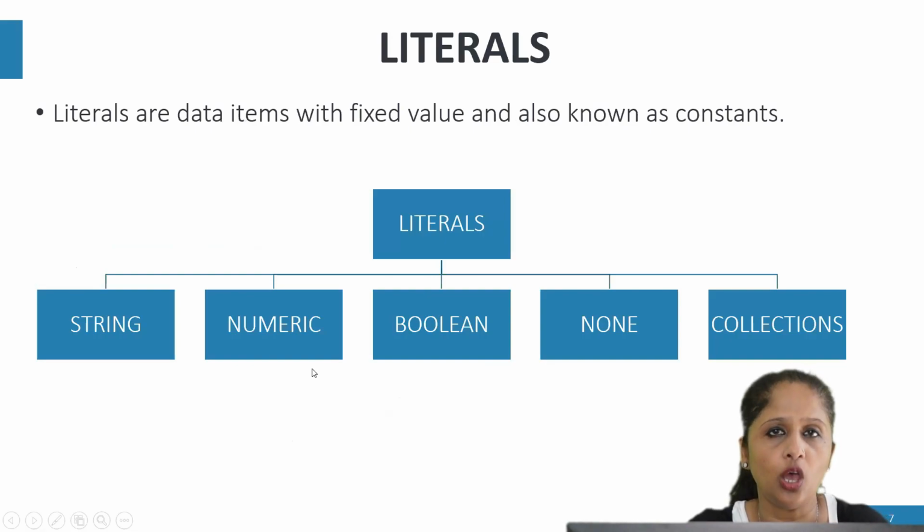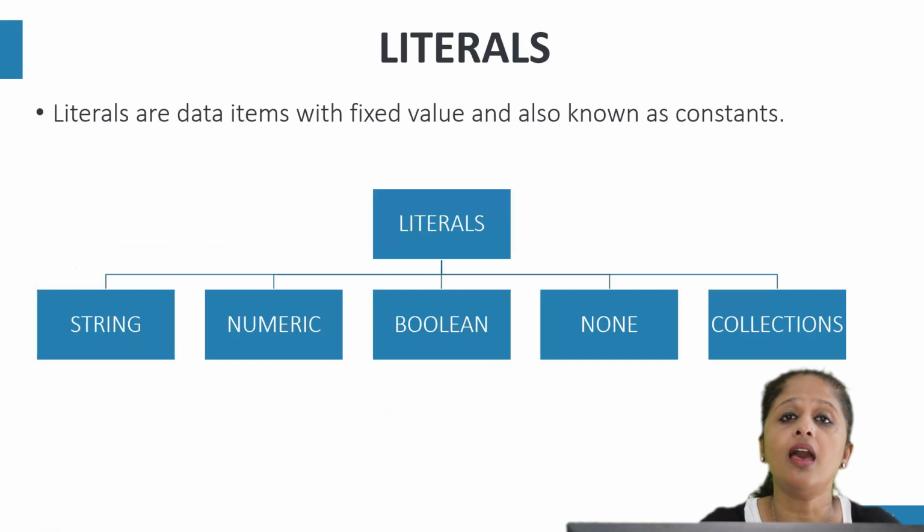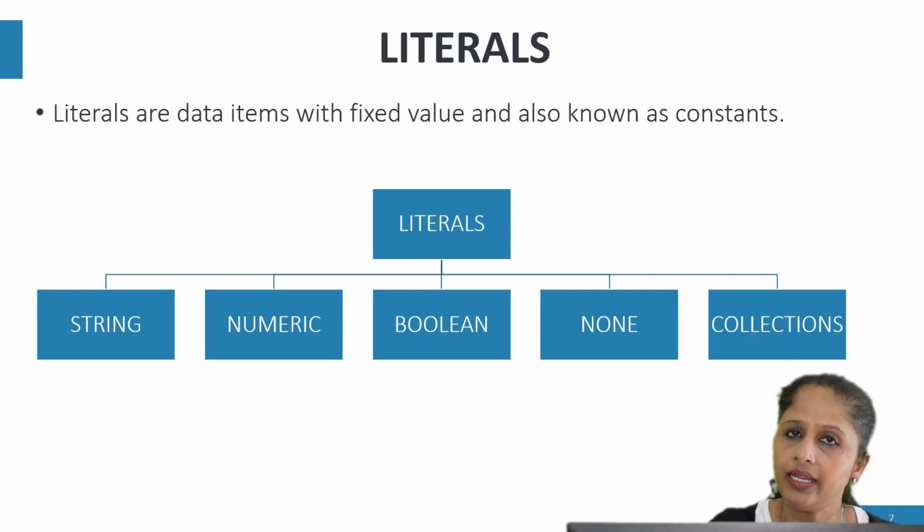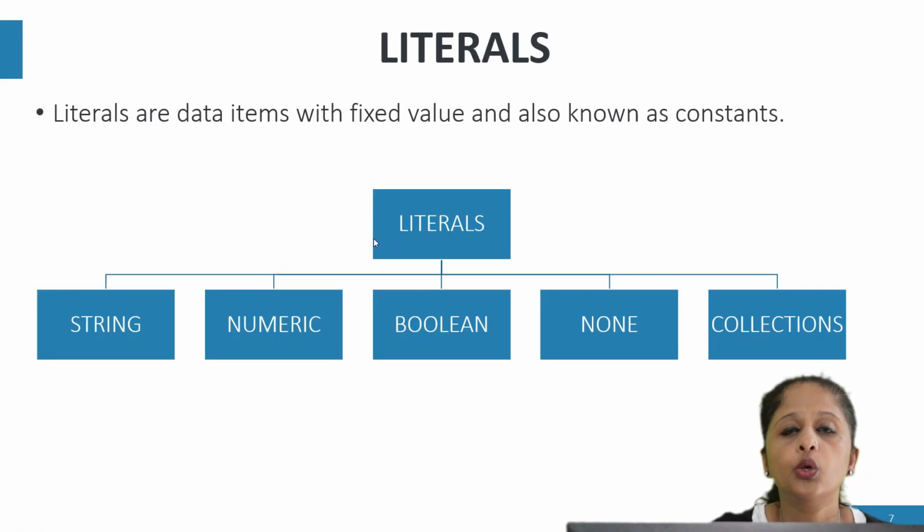So the other token is literals. Literals are data items with fixed value, or we can say constants. We know constants and variables, right? So the constants. There are different types of constants in Python. Not only in Python, in all programming languages we have this literal. So the literals available in Python are string literals, numeric literals, boolean literals, and none. It is a special literal, none. Then collection literals. So these are the literals available in Python. So let's study in detail what literals are.